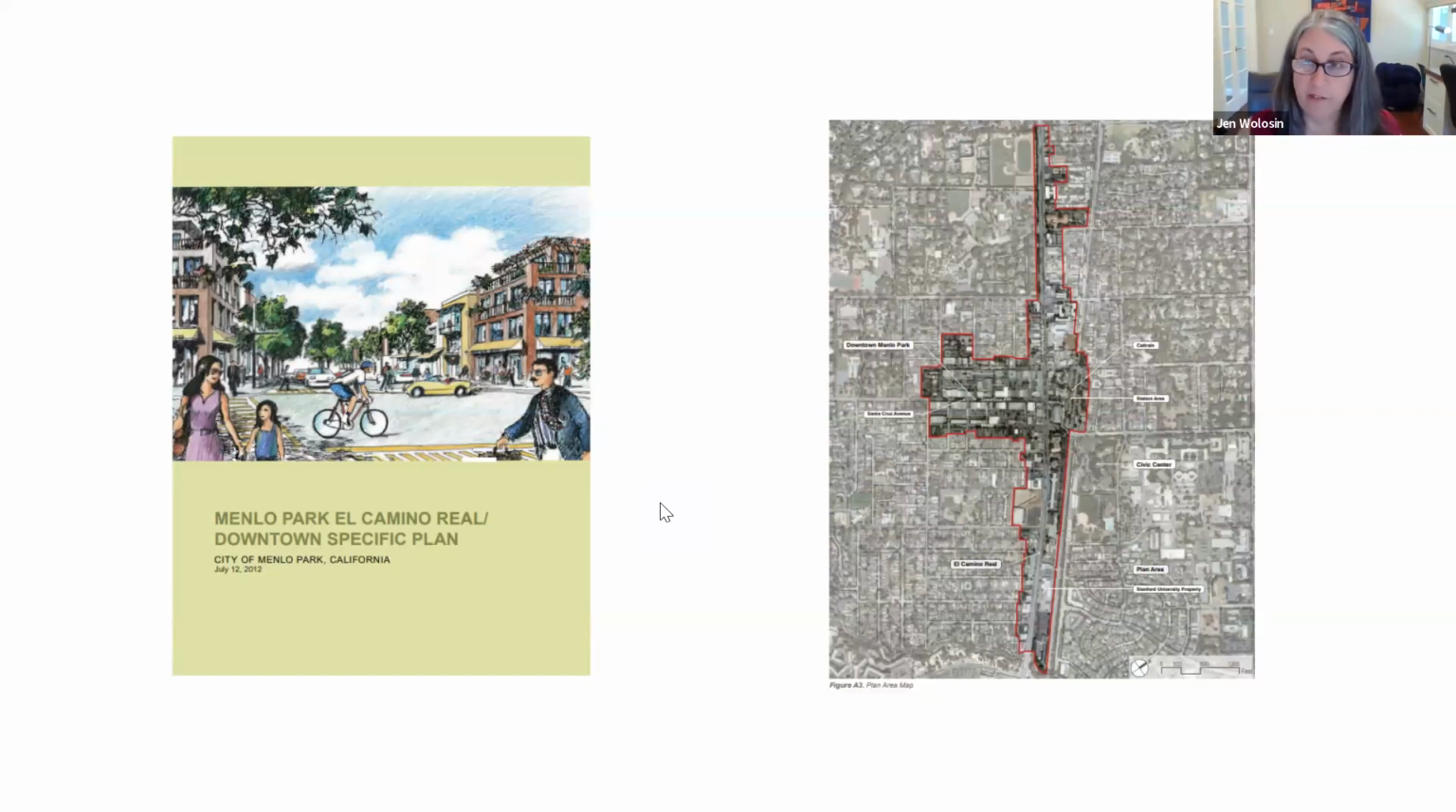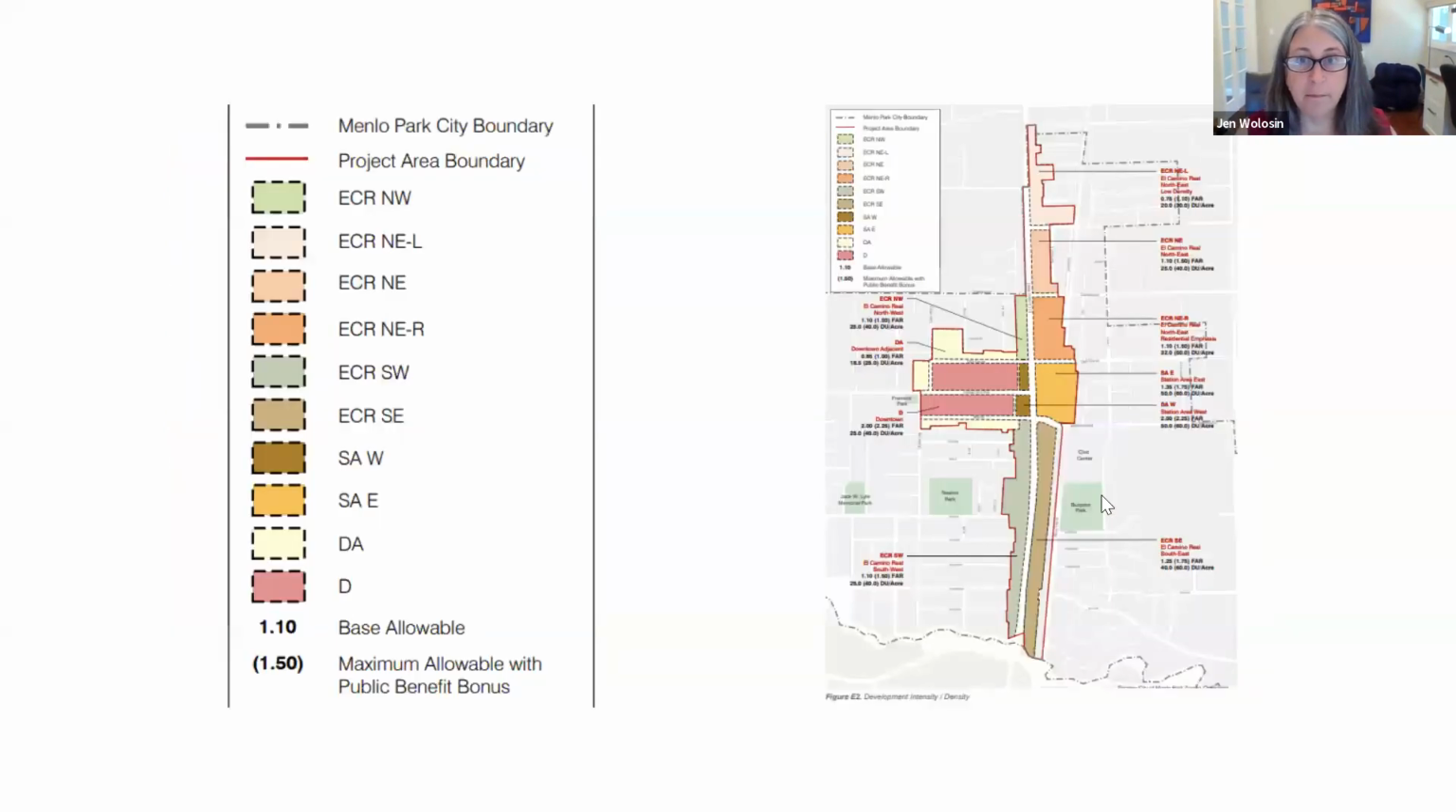It came out of a visioning process from 2007 and 2008. It was developed between 2009 and 2012, and it was adopted in 2012. So it's a little over 10 years old. It also had a cap of residential units in the downtown area of 680, and that's something that's going to be removed in this process.